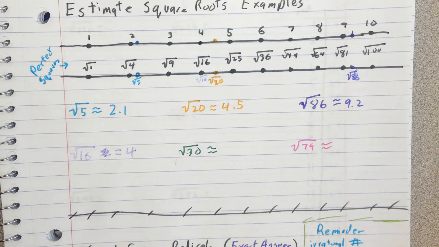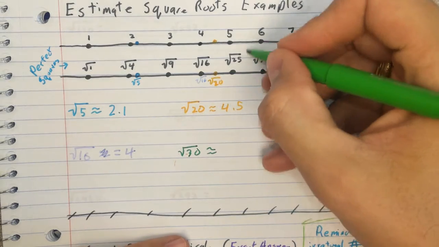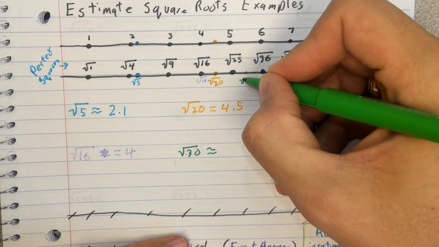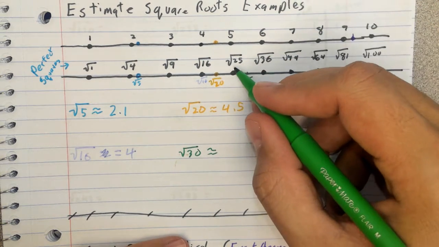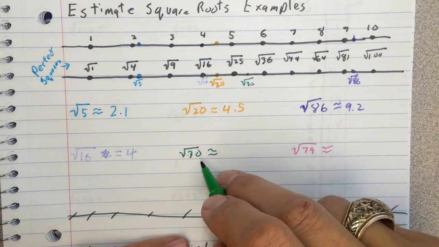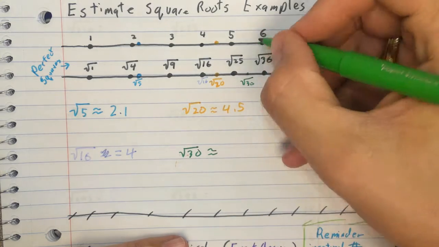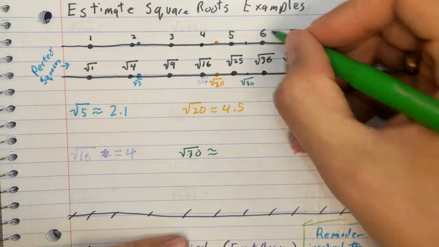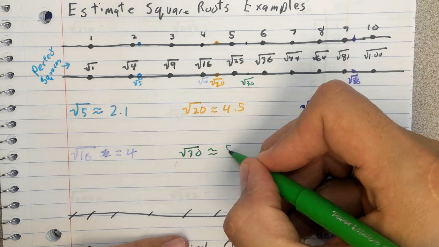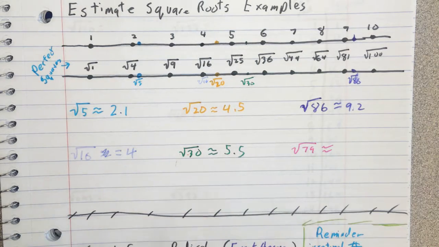Now I can do 30. Where would 30 fall? Then we have another one here. It looks like it falls about in the middle of 25 and 36. Square root of 30, about in the middle of square root of 25 and the square root of 36. Bring it up here between 5 and 6, about 5.5.